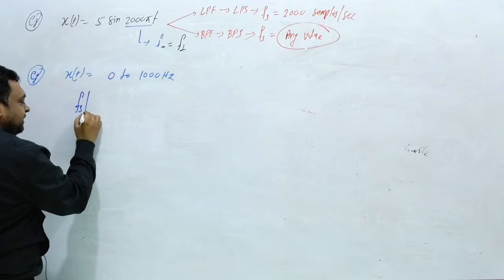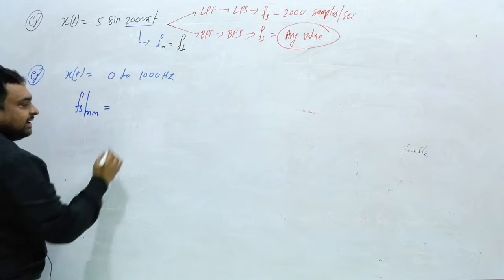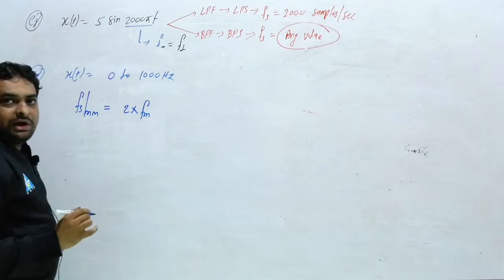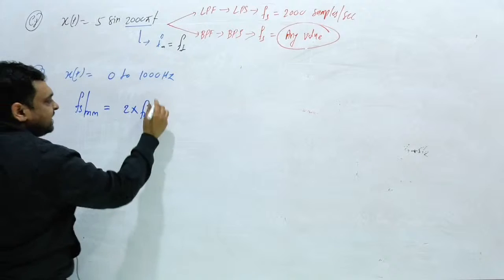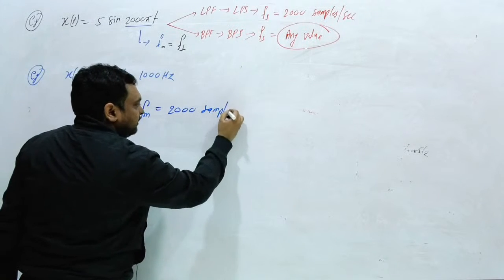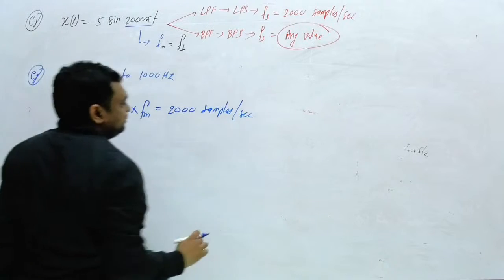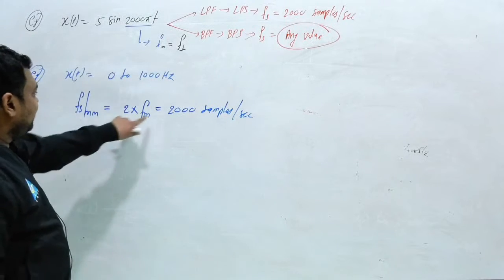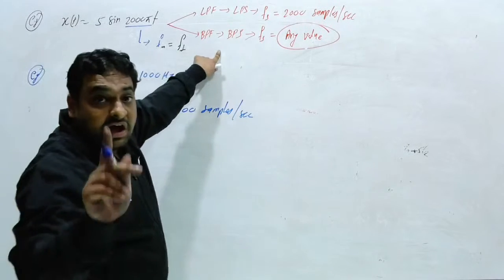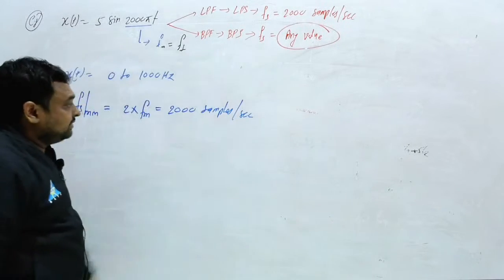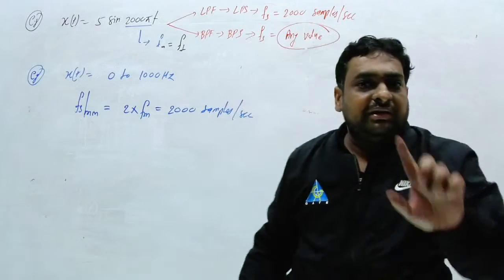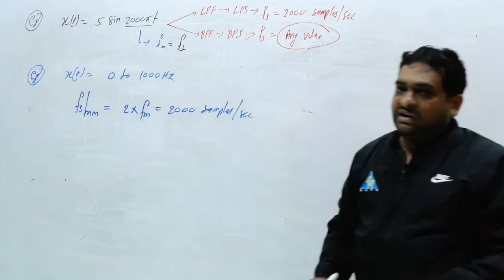The minimum sampling frequency will be equal to 2 times fm, where the maximum is 1000. This is nothing but 2000 samples per second. So easily you can say. The examiner will not ask this kind of question. Examiners are interested in this category of question; I will take some previous year questions. Examiners are now interested in band pass sampling, not in low pass sampling.